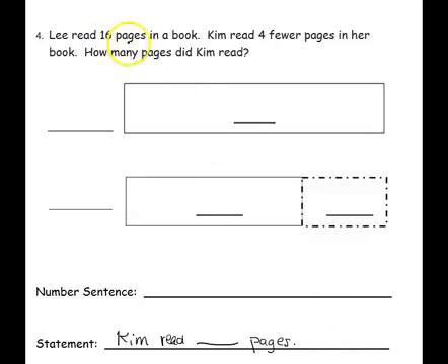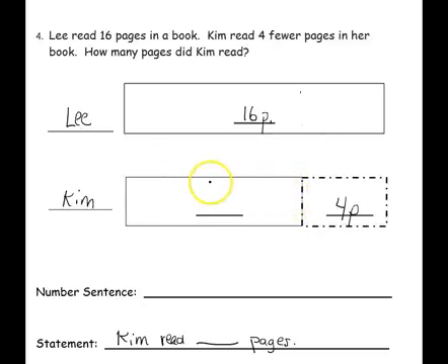So Lee read 16 pages. Kim read 4 fewer. That means that Lee would have his name next to the longer tape since Kim read fewer than Lee. So we'll put her name there. We also know that Lee read 16 pages. We'll fill that in. And that the difference between the two amounts was 4. Since Kim read 4 fewer pages, that's what I put in the dotted box. That's the difference between the two.